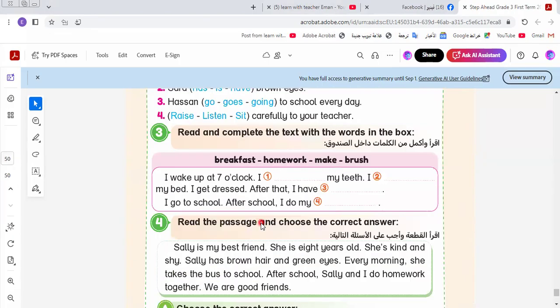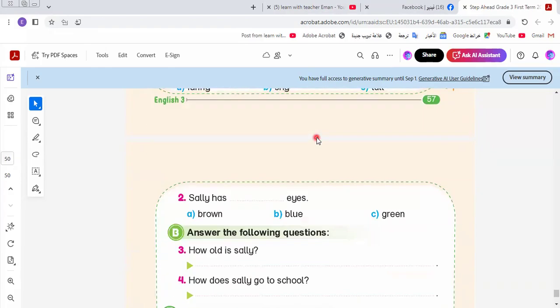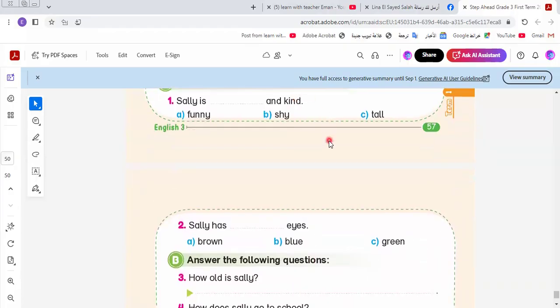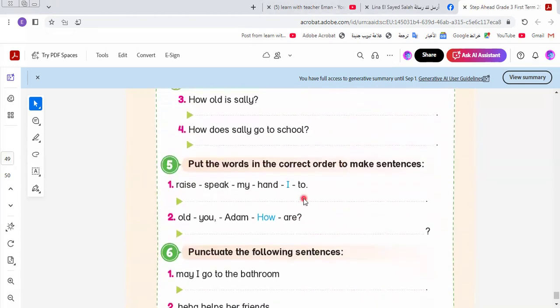How old is Sally? As we know here during the text, 8 years old. So I select here 8. So Sally is what? Is 8 years old. So the answer will be this one. Let's go to another one here.